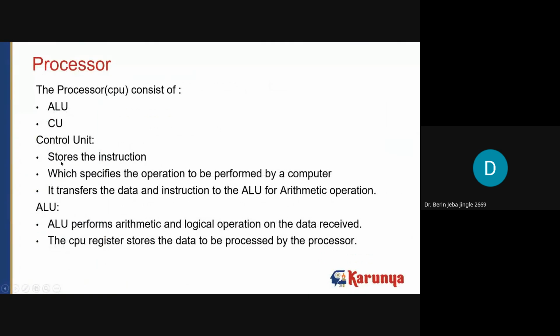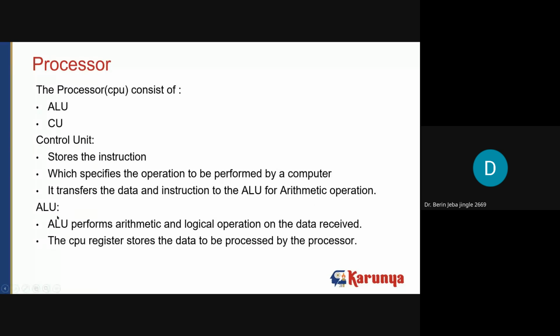So the control unit, what does it do? It stores the instruction, which specifies what operation the computer should perform. That instruction will be given through the control unit. It transfers the data and instruction to the arithmetic logical unit for the arithmetic operation. So this is the function of a control unit. It stores the instruction, then it specifies what operation should be done by the computer at that particular time. Then it transfers the data and instruction to the arithmetic logical unit for data processing.